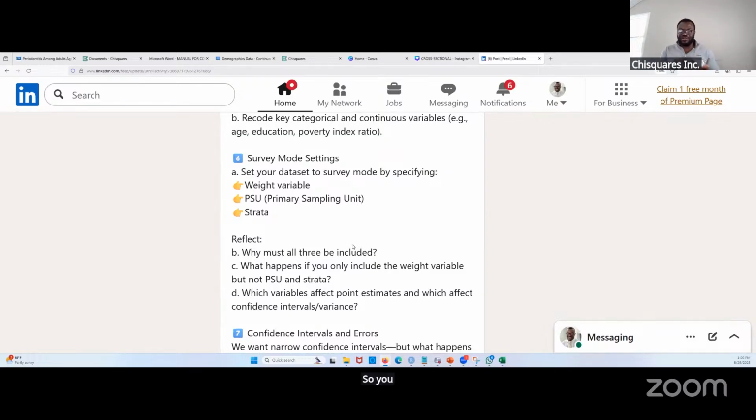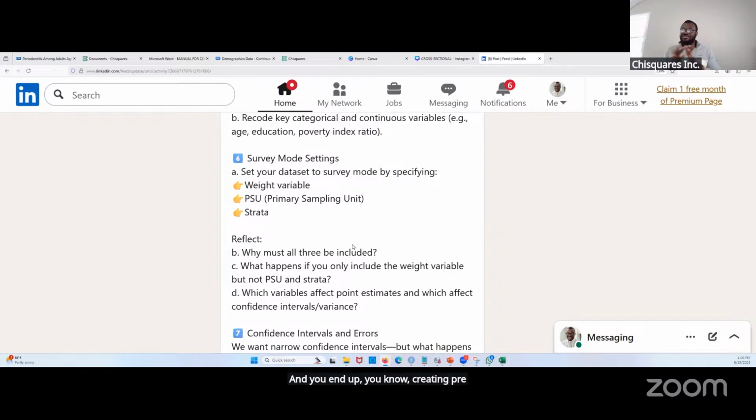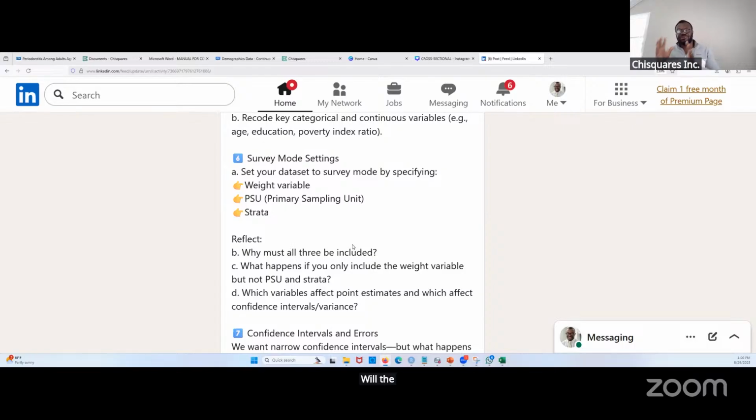So you've done cluster sampling within schools. So you have a cluster variable, and you somehow did not know that you're supposed to capture these clusters in your data sets and account for them. And you end up creating prevalence estimates with confidence intervals. The question is, will the confidence intervals from those estimates be wider or narrower than had you accounted for the PSUs? What are your thoughts? Narrower or wider?